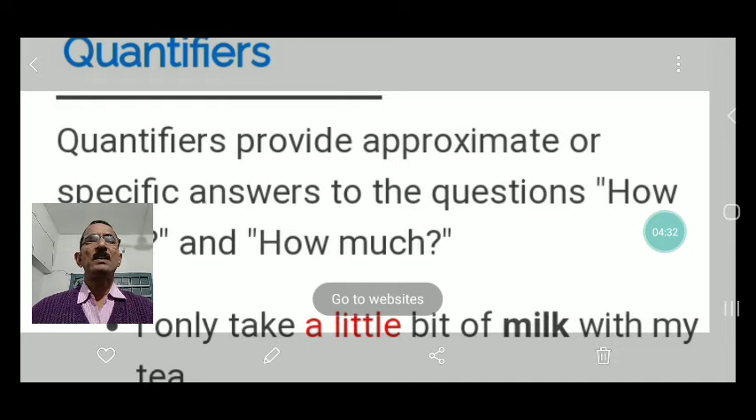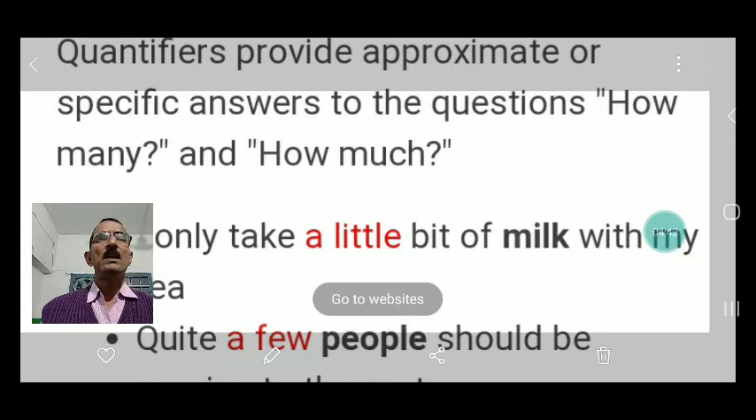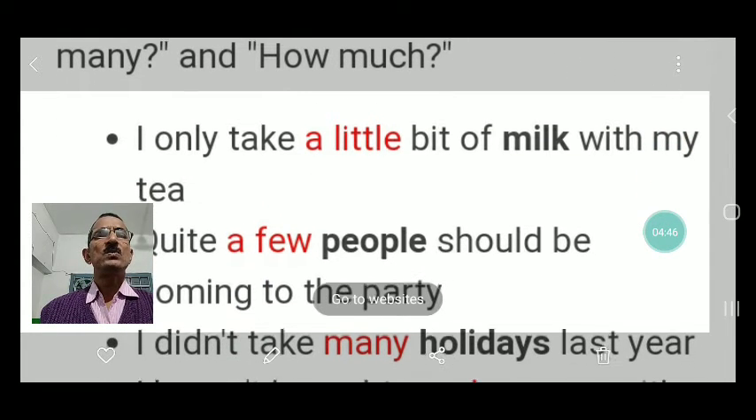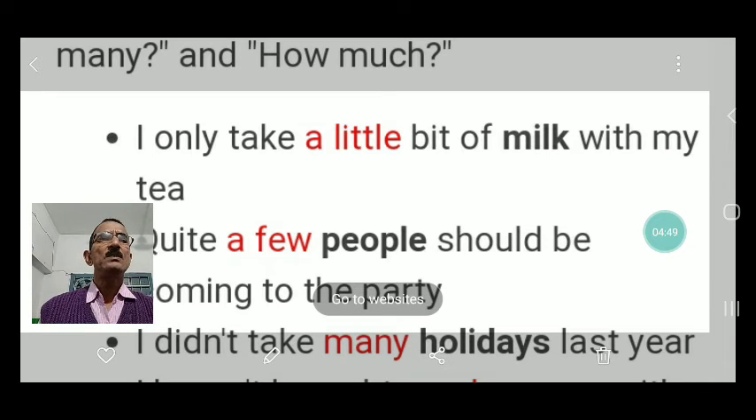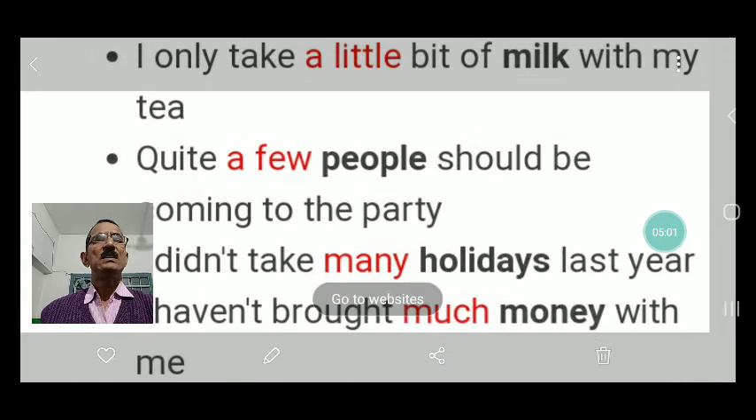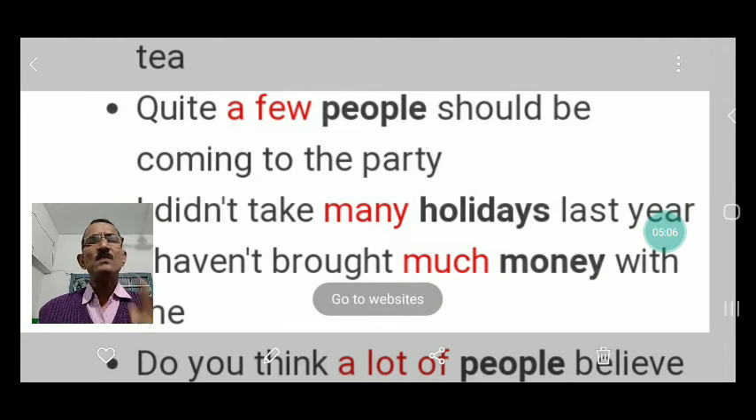Quantifiers. Again, I would like to tell you something more. Quantifiers provide approximate or specific answers to the questions how many and how much. So here you can see, I only take a little bit of milk with my tea. Here you say a little, it shows the quantity in the positive case. As you can say, quite a few people should be coming to the party. Means not many people are coming, but a few, some men are coming to the party.